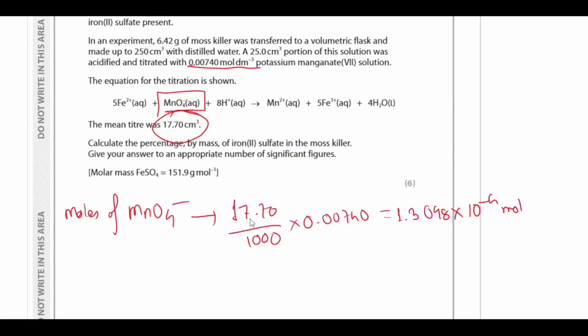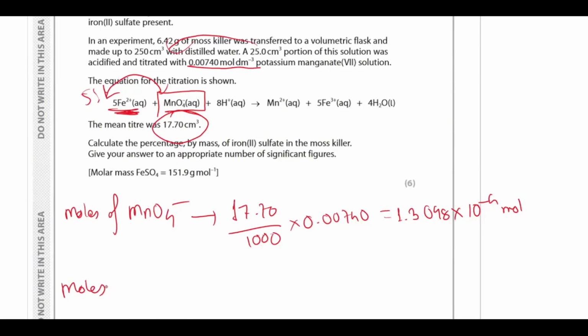Now check that. From the 250 cm³ solution, 25 cm³ was taken, right? So when we calculate the moles of Fe2+ in the solution, we clearly see the mole ratio is 5:1. We can use this mole ratio to calculate the moles of Fe2+. 5 moles of Fe2+ react with 1 mole of MnO4-.